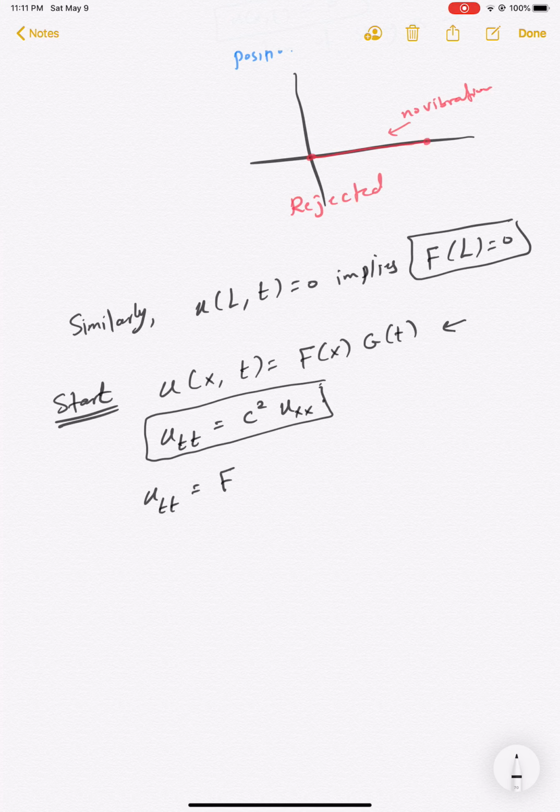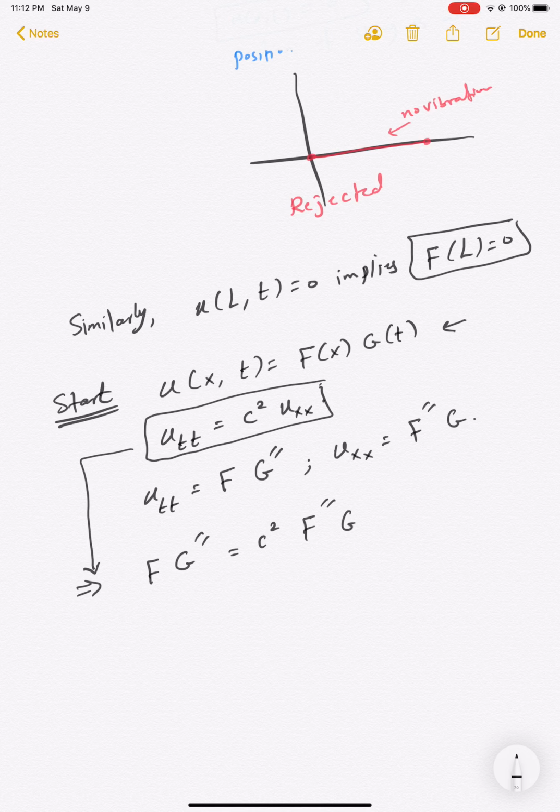So basically you're differentiating u twice with respect to t, which means you're keeping f as a constant and differentiating g twice with respect to t. Then if you differentiate it twice with respect to x, you're differentiating f and keeping g as a constant. So if you substitute these derivatives into the equation, u sub tt is f g double prime, and u sub xx is f double prime g.